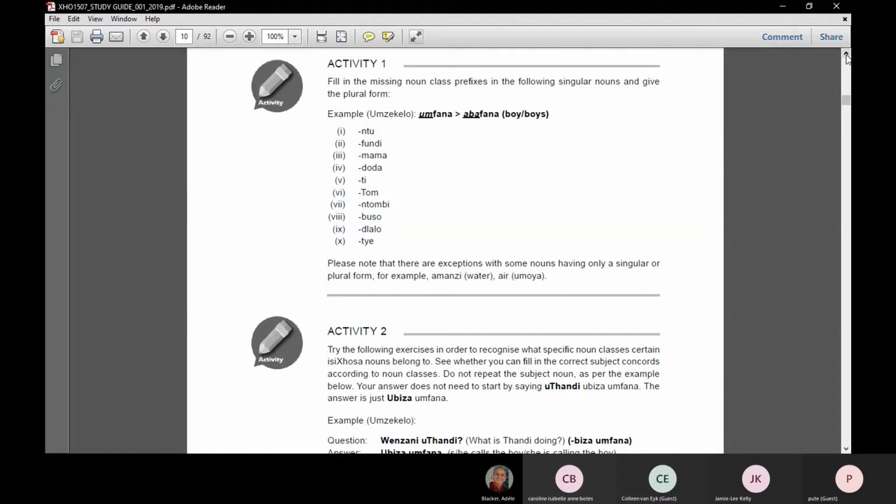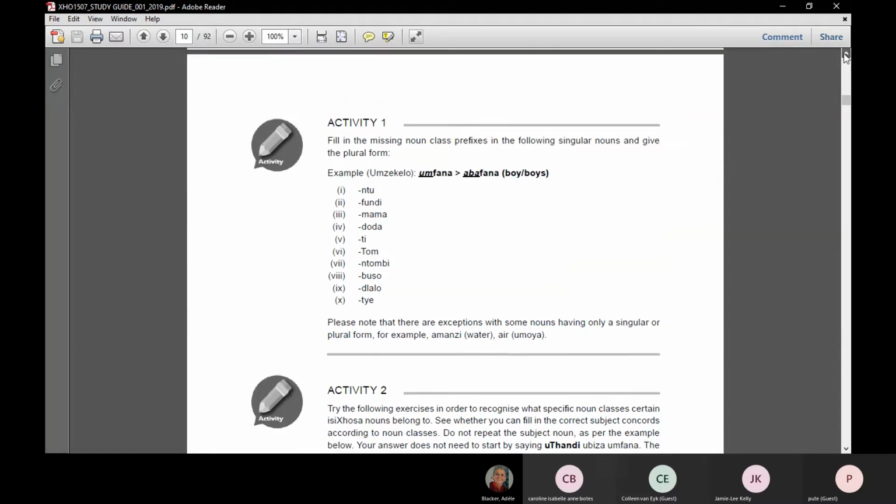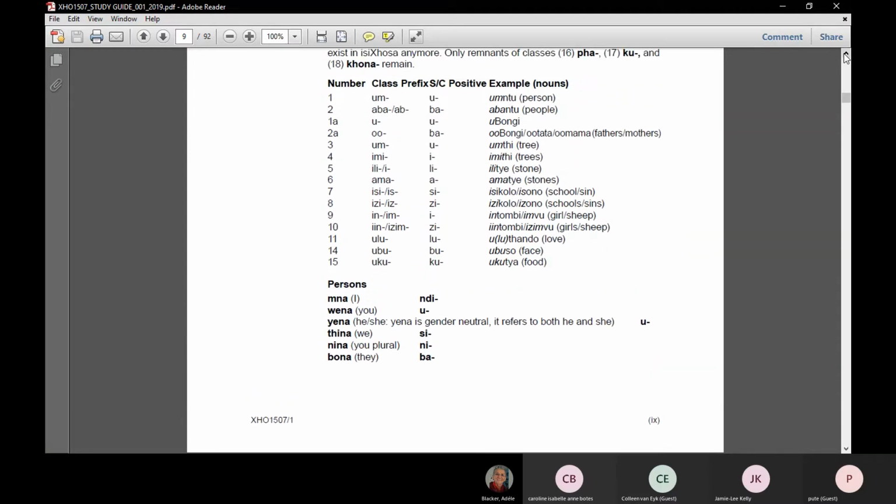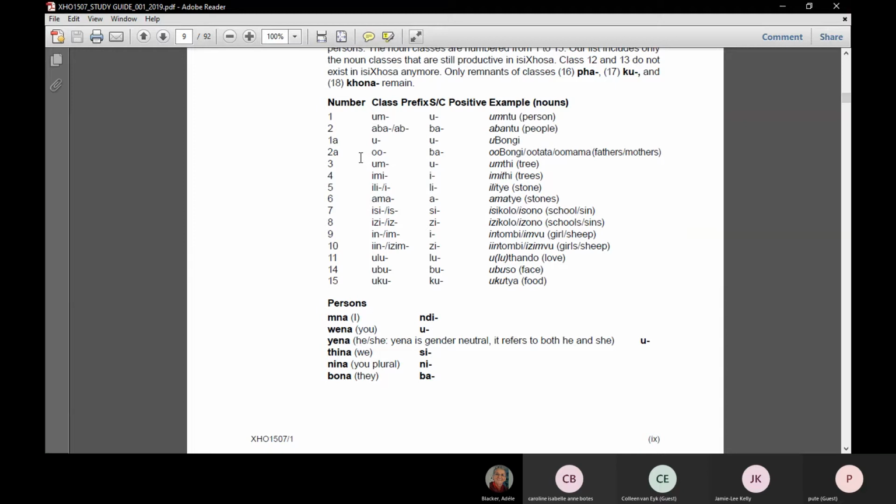If you go to page 9, do you see we have 15 noun classes? Class noun number 1 is singular. Number 2 is plural. Number 3 is singular. Number 4 is plural. That's how it goes. Number 5 is singular. Number 6 is plural.